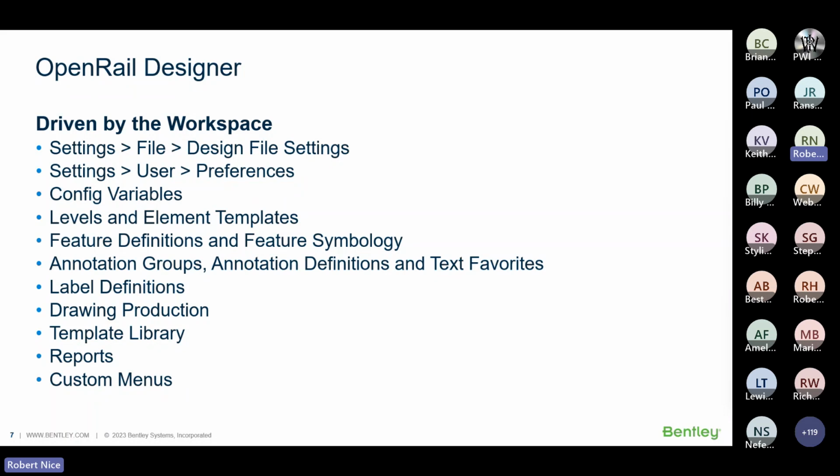And feature definition symbology, again, will be new to you. But if you think about symbology manager and style manager, that's kind of where we are with those things. Annotation groups are completely new. And again, I tend to think of those almost like a preference name. We'll talk more about that. Label definitions have been introduced in the last couple of versions, so they are new as well.